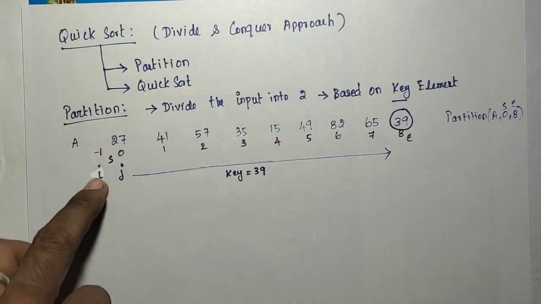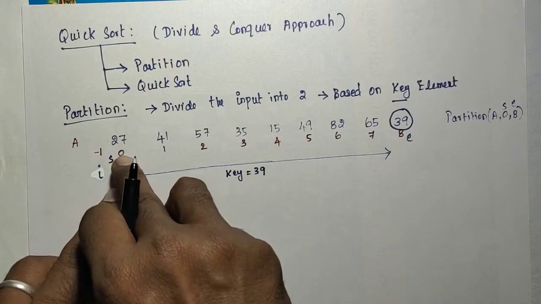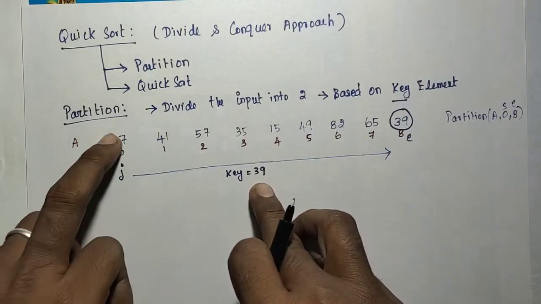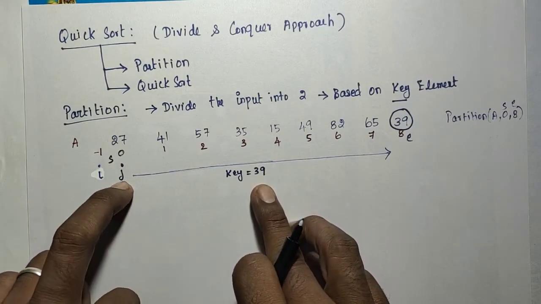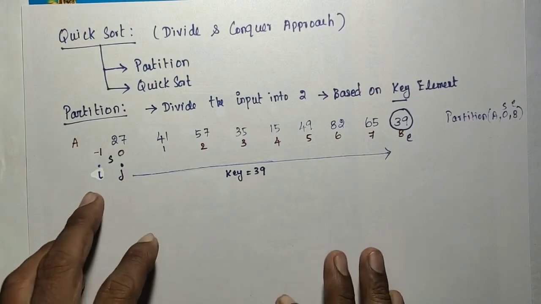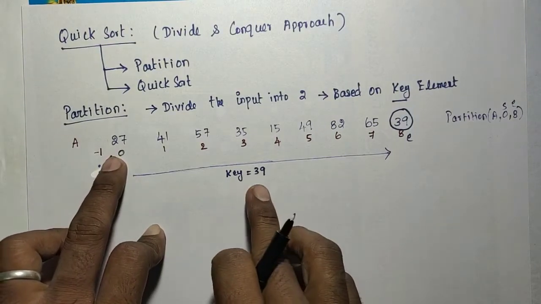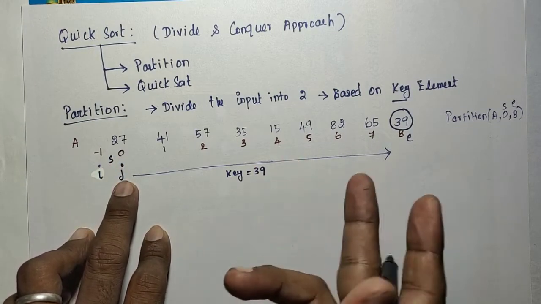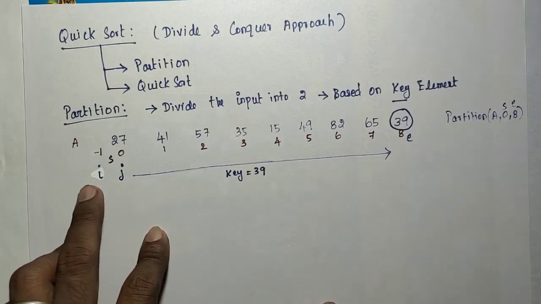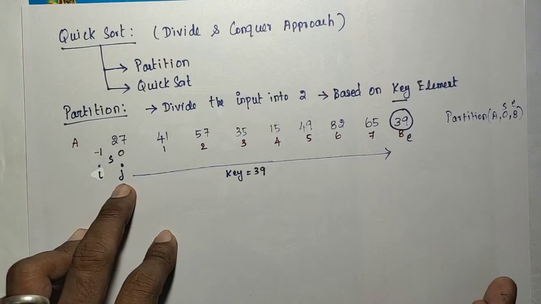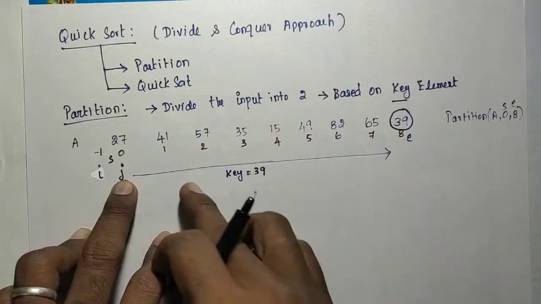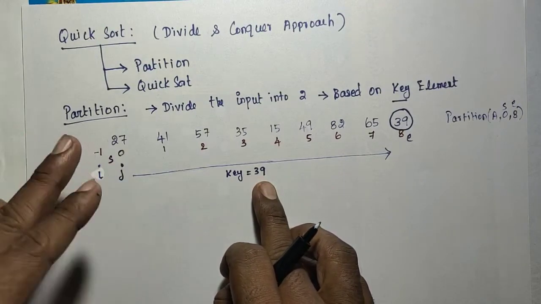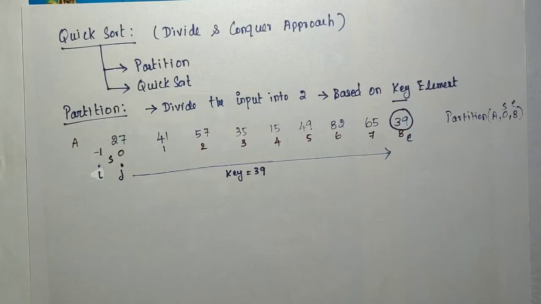In each iteration, J starts from 0 to E. In each iteration, compare the jth element with the key element. If the jth element is less than the key element, the operation is: increment I and swap the ith and jth values. So if any jth element is less than the key element, then increment I and swap the ith and jth elements. So that is the procedure.